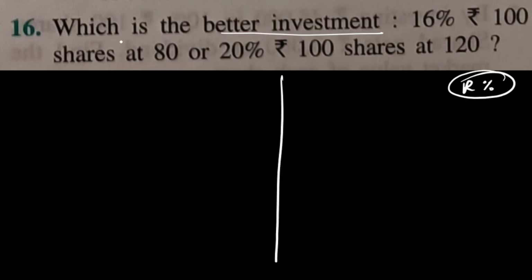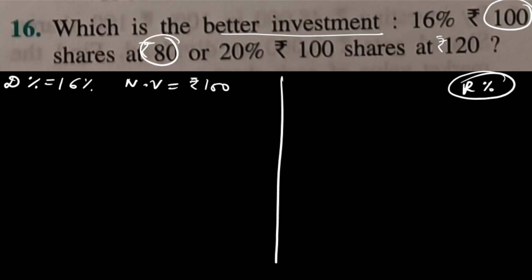How to find this? We'll make use of this formula. Which one is better? 16%. I have mentioned earlier also that with the percent, if nothing is mentioned, it's dividend percent. Dividend percent for this one is 16%. 16% rupees 100 shares. So rupees 100 shares means its nominal value is 100, at 80. See, with 80 rupees is not mentioned, and with 120 rupees is not mentioned either, but you have to understand a little: 100 rupee shares at 80 rupees are being sold.